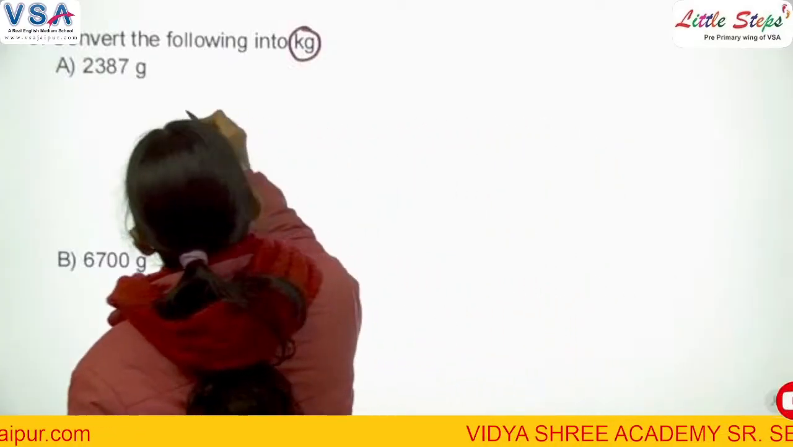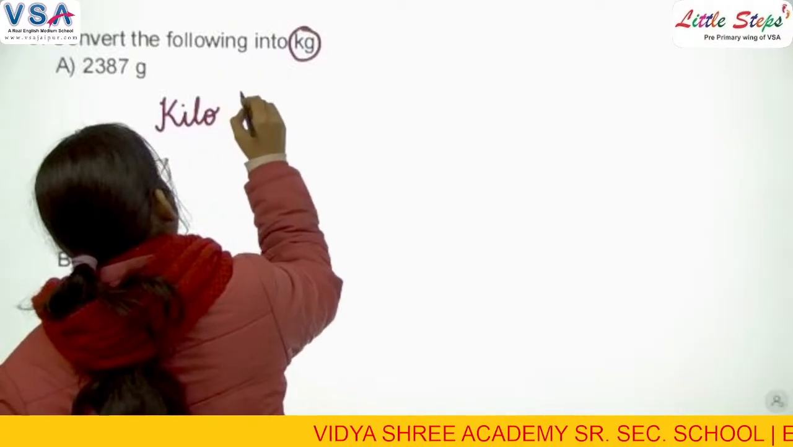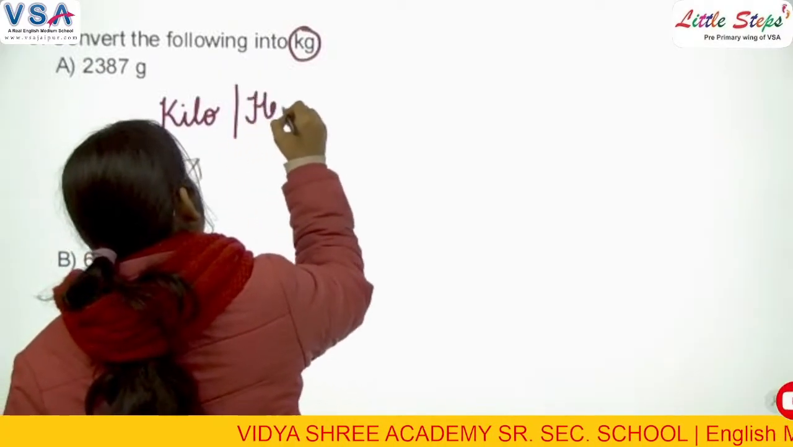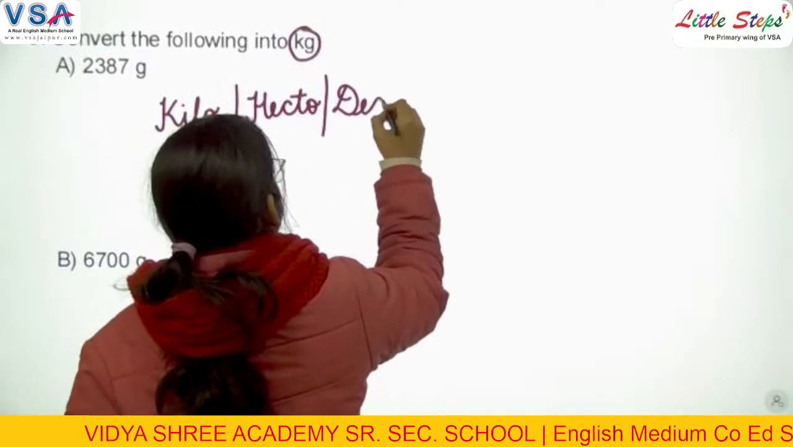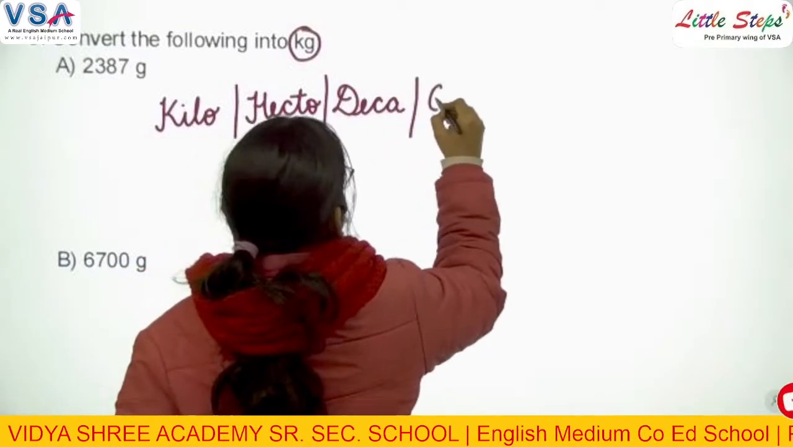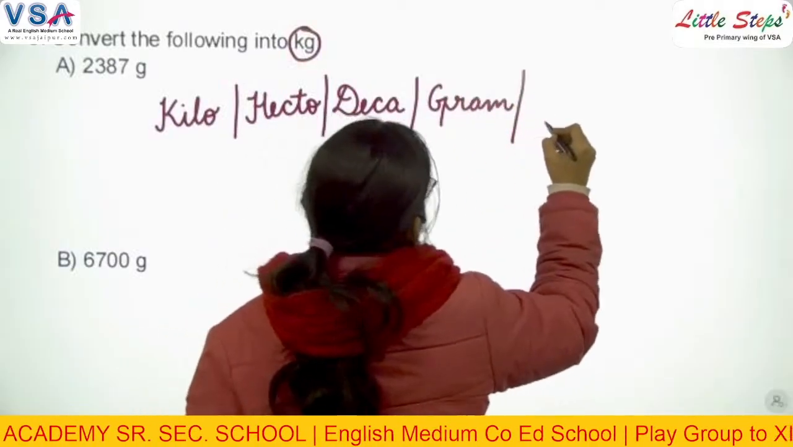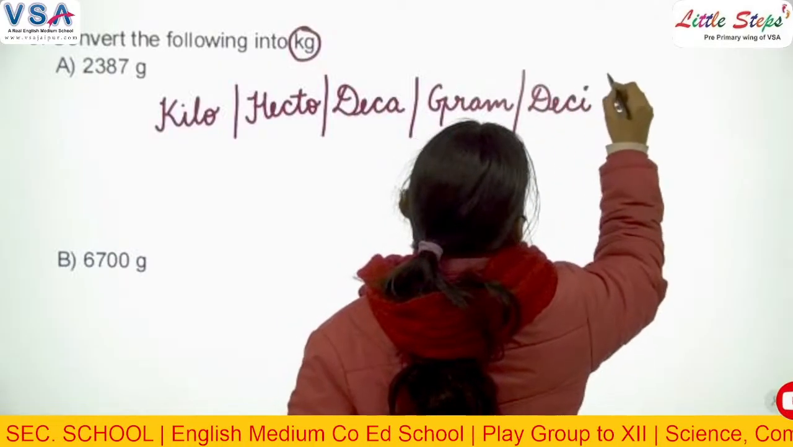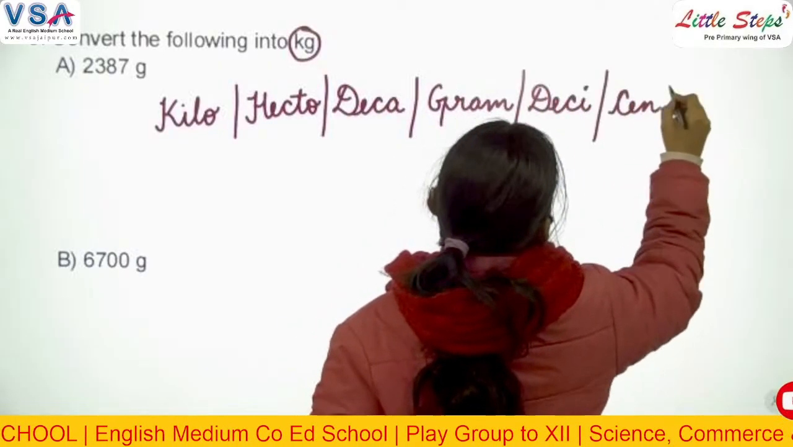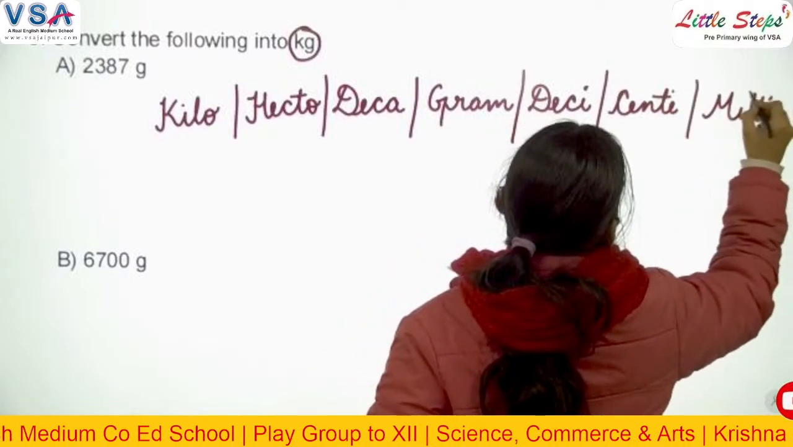If I draw the metric system here, kilo will be at the first, kilo, hecto, deca, gram, deci, centi, milli.